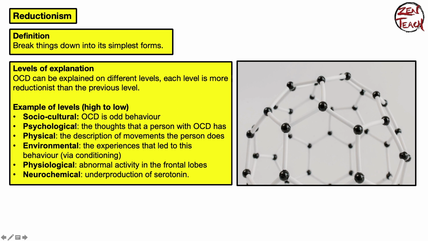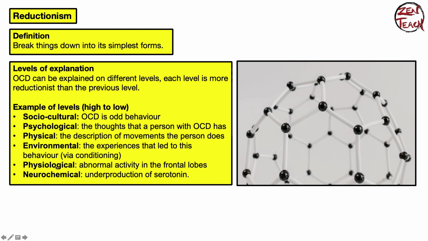On a sociocultural level, OCD could be just described as odd behavior, somebody who is not behaving as others. If you dig a little bit deeper, you could ask, what kind of thoughts does that person have that is different to a person that doesn't have OCD? Okay, so just look at thoughts. Just look at that tiny piece called thoughts. Or you could look at another tiny piece and say, what about the movements of that person, the physical elements? So, for example, if they have an obsession with cleaning, then you would describe their cleaning behavior compared to another person's behavior. If you look at the environment, you could ask what kind of experience has led to this behavior. Maybe there was a trigger, some kind of conditioning that led them to have OCD.